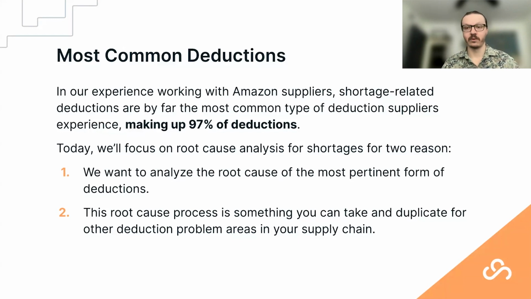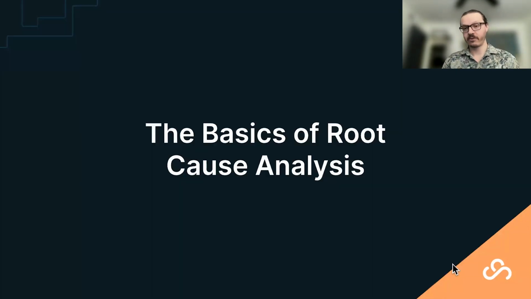It's because we want to focus on what's most pertinent as far as the type of deduction. And this is also something we think is a process that can be duplicated or replicated across other areas of the supply chain. So we can take these concepts and also use them for other revenue loss categories outside of shortages. So with that said, and without further ado, let's dig into the basics of root cause analysis.